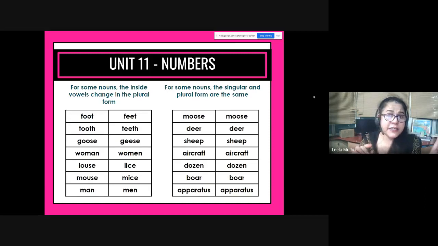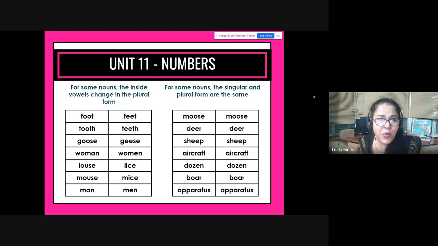So you take the first letter and the last letter, and inside it something changes. We remove the two O's and we add two E's. So foot, feet. Now tooth, teeth. O-O is changed to E-E. That's the only thing that's been changed. Goose, geese. Woman, words ending with an change into en.